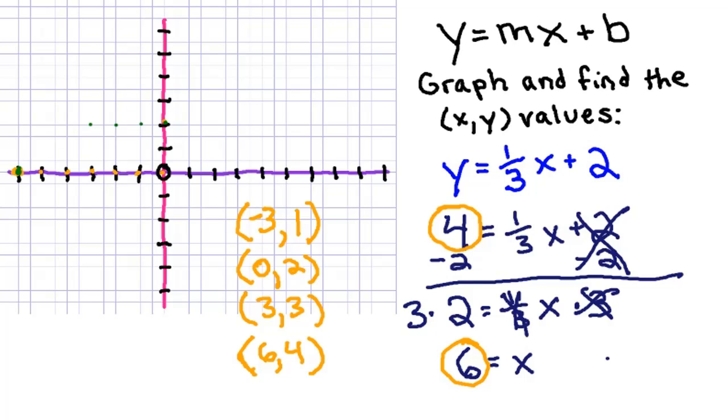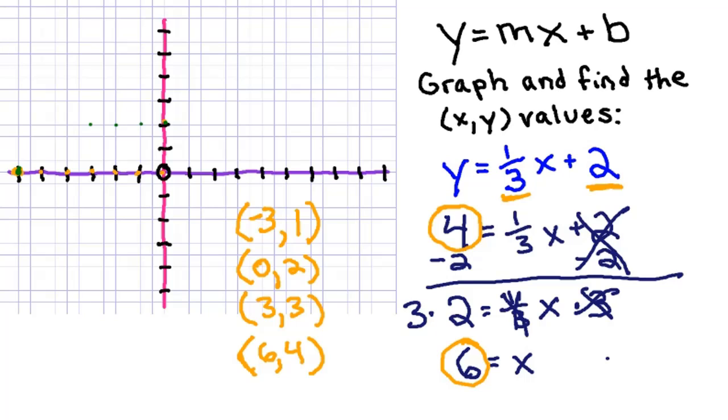Alright, so you see you can plug in any number into the y as long as you have the slope and the y-intercept, as long as you have the m and the b, and you can get what the x is at that point when the y is that number.